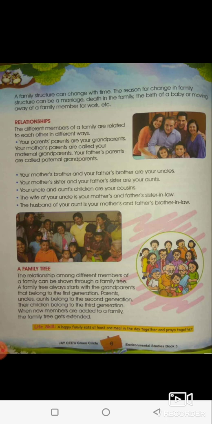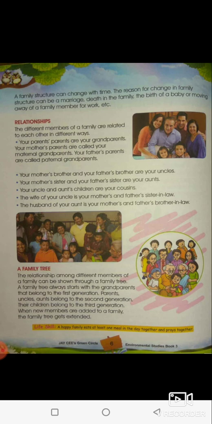And here you have a picture. It is a big joint family, and below there a family tree. Some of you have made a family tree already. The relationship among different members of a family can be shown through a family tree. Those who have not done the family tree, today you are going to do the family tree and stick the pictures accordingly, in order. Grandparents and parents and then children, like that.